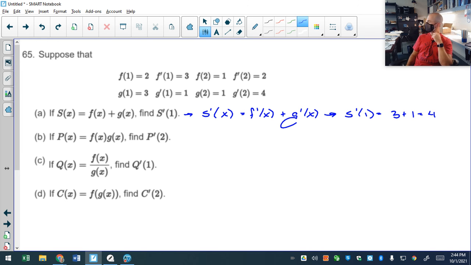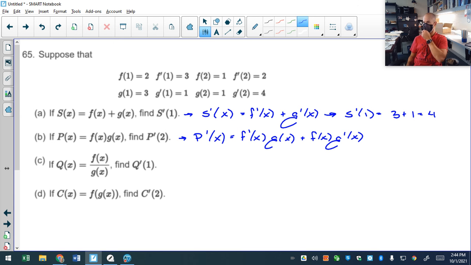Good? B, we have a product. Oh, how clever. These little stinkers, they're giving you too many hints. Do you see what I'm talking about? I guess not. All right. So P prime is f prime times g plus f times g prime.